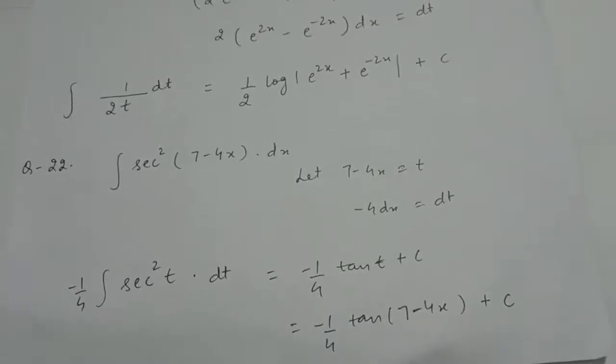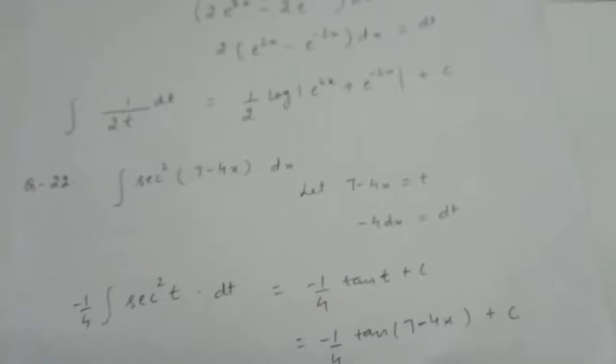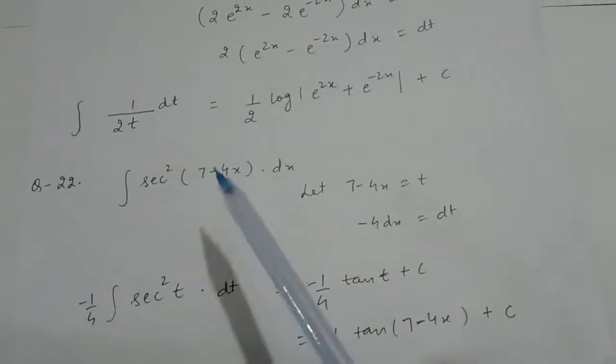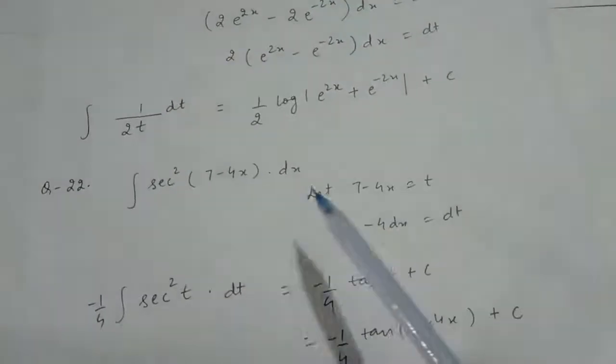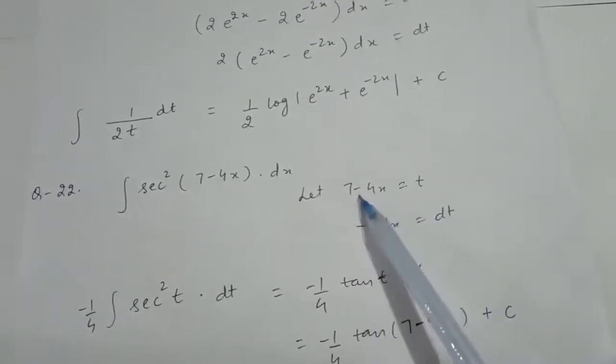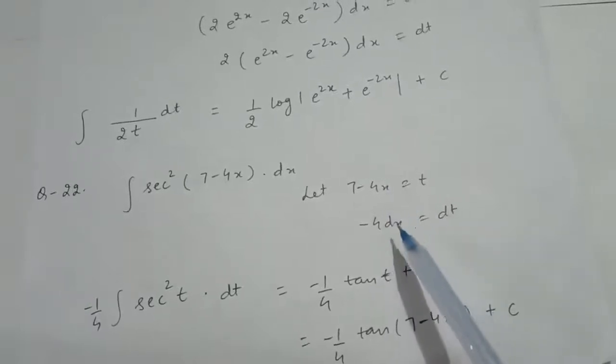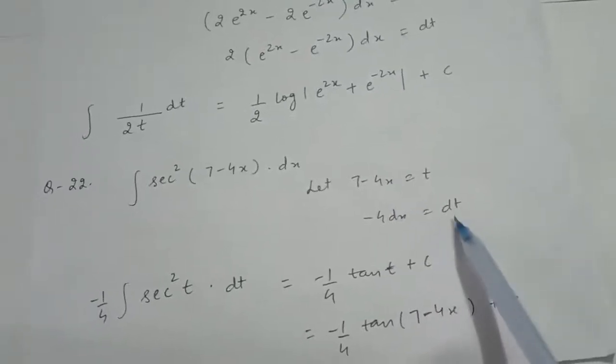Integral of sec² (7 − 4x) dx. Now in trigonometric functions, try to take the complete angle as t. So let 7 − 4x = t. Then the derivative of 7 is 0, minus 4 as it is, derivative of x is 1. So you will get dx equal to dt upon minus 4.